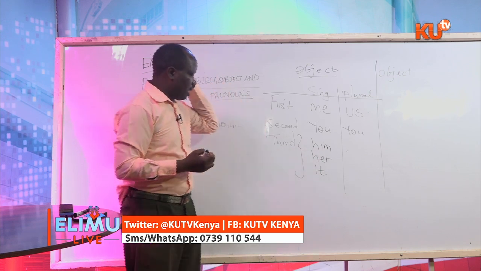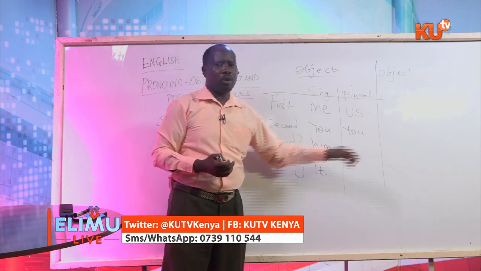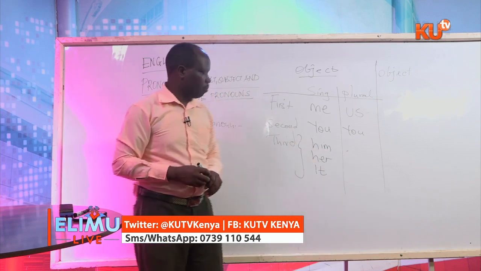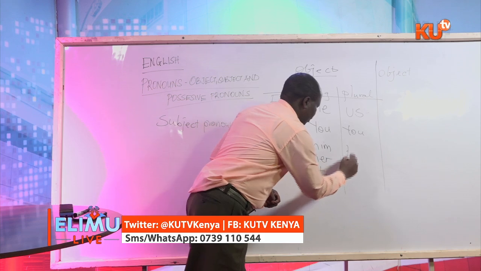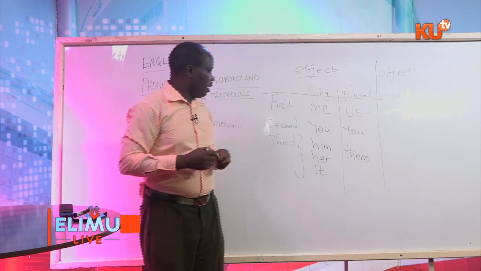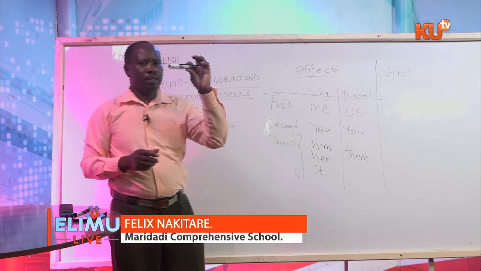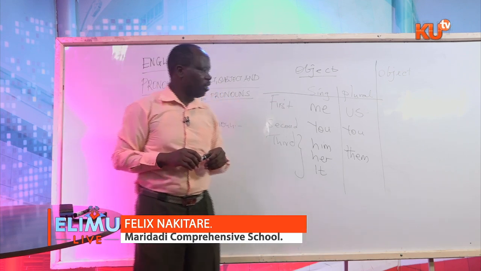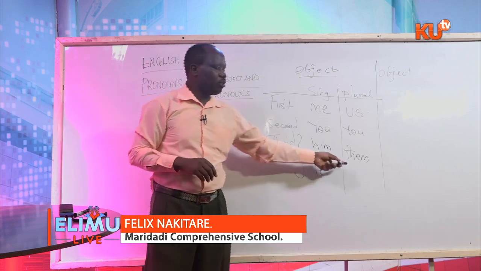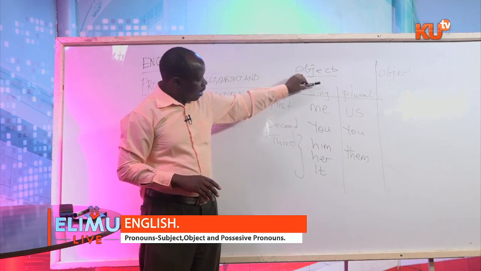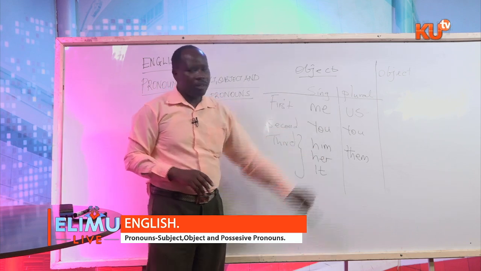What about now third person plural? In third person plural, it will be them. I will give this pen to them. They are not here. They are very far from where I am. So I will give this pen to them. Now, these are the examples of objective pronouns.